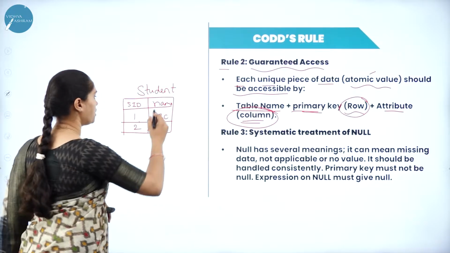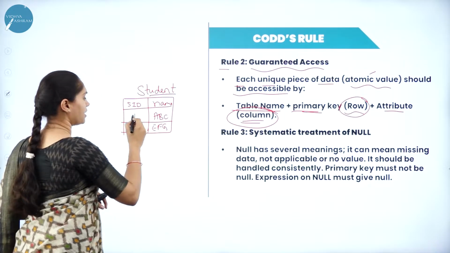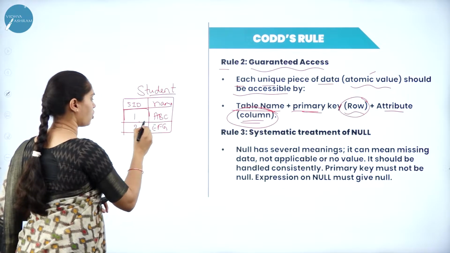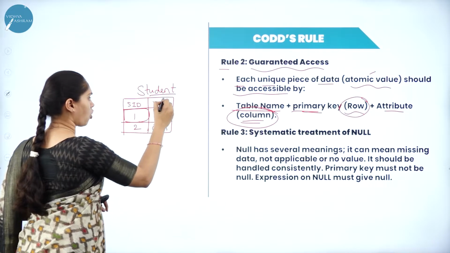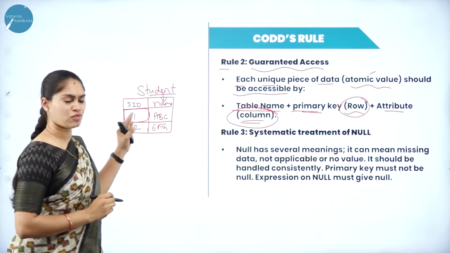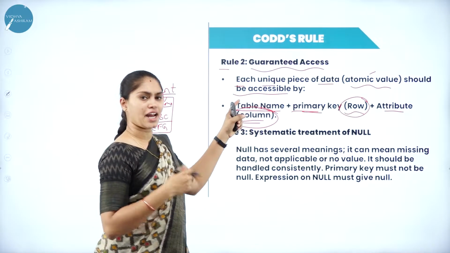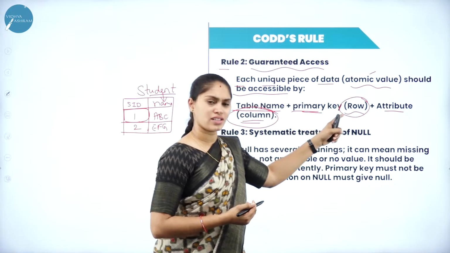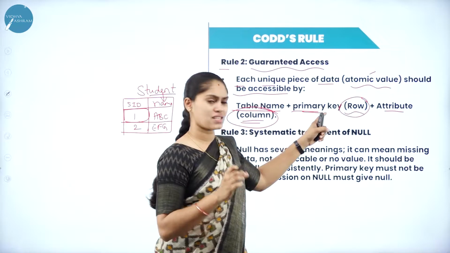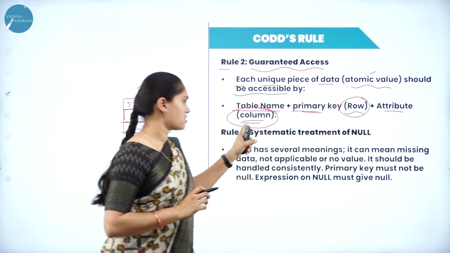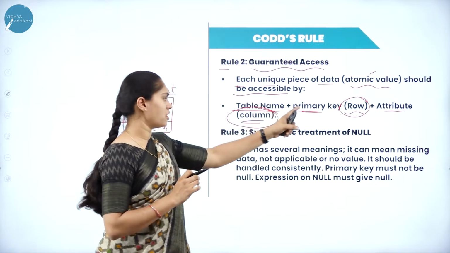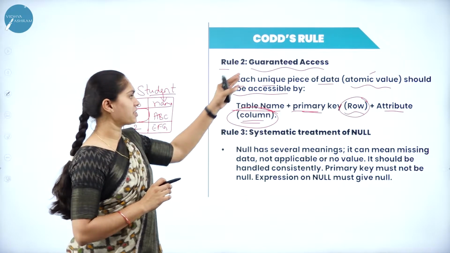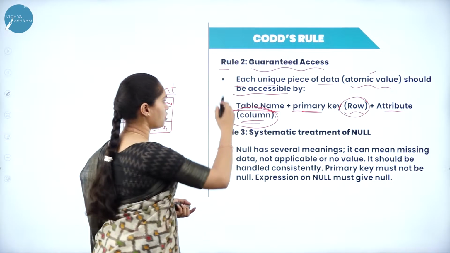For that, I need to take the student table name and then specify which row and which column. So with the help of those 3 values, I have to specify the table name, the row, that is the primary key, and the column. With these 3 values, we can have guaranteed access. This is related to rule 2.